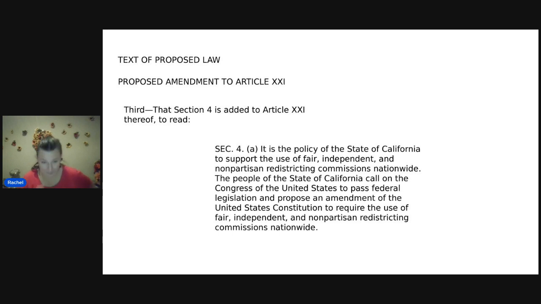So, this is just saying they want the entire nation to make, they want Congress to make a law with this election stuff, saying they want the use of the fair, independent, and nonpartisan redistricting commissions, kind of like California has right now, and they're trying to get rid of right now, but only temporarily.